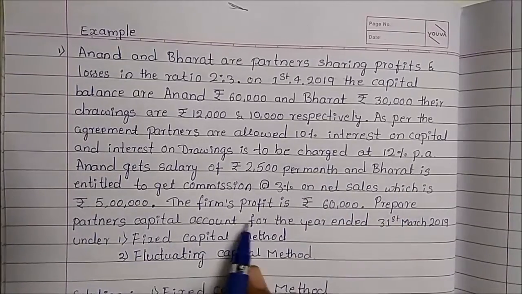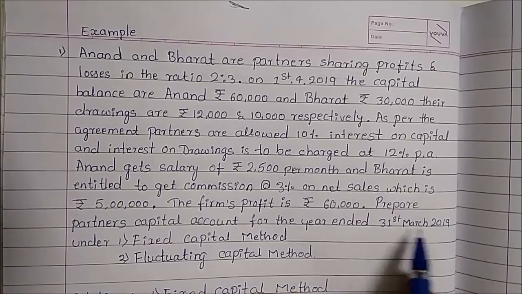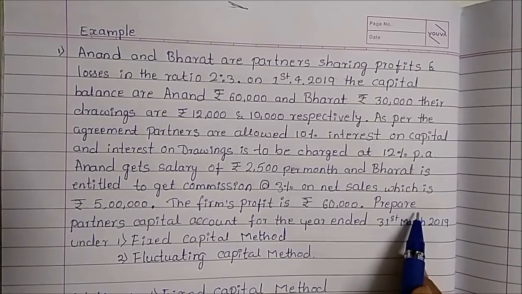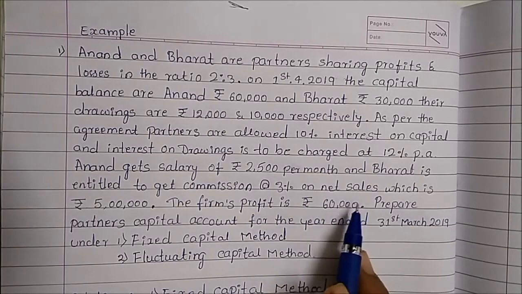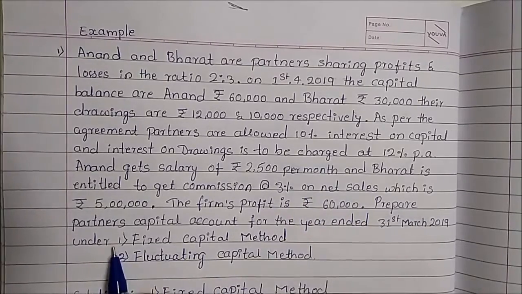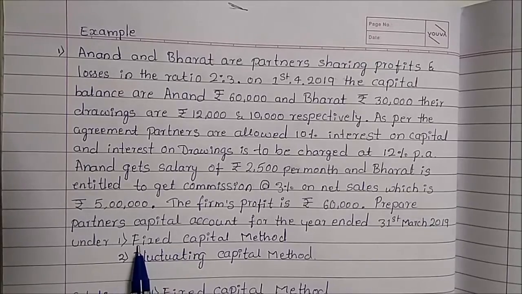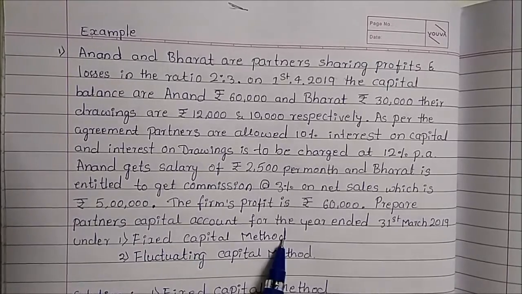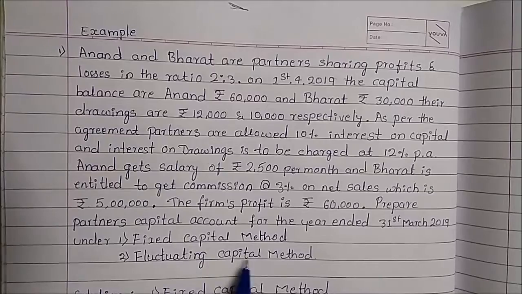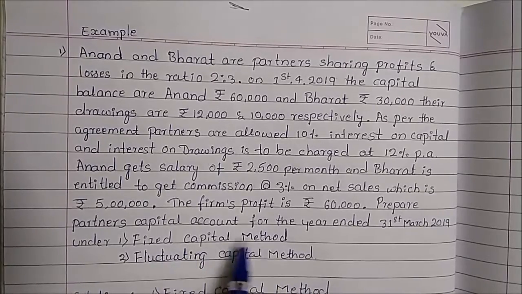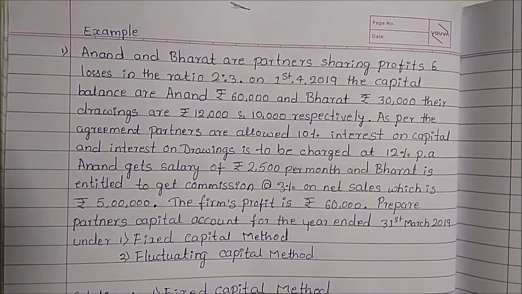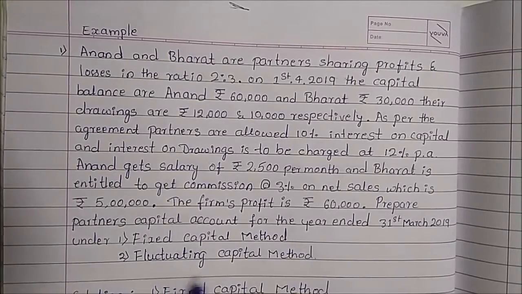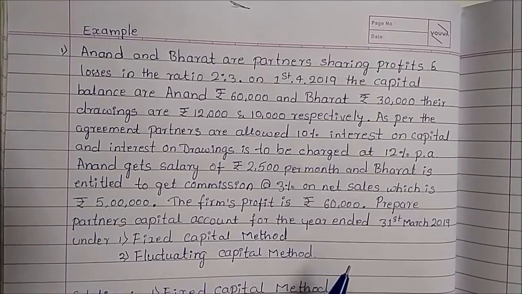Prepare partners' capital account for the year ended 31st March 2019. As I was saying while explaining the formats, it will be mentioned in the problems whether it is the fixed capital method or the fluctuating capital method. If the fixed capital method is mentioned, you have to calculate partners' capital account and current account. In the fluctuating capital method, you have to calculate only the capital account.